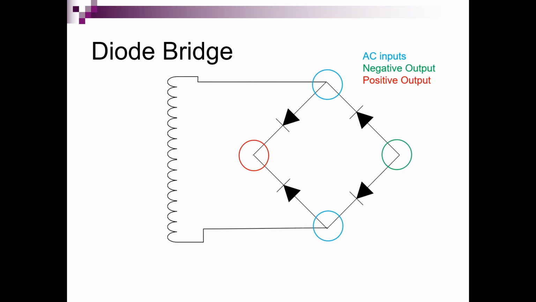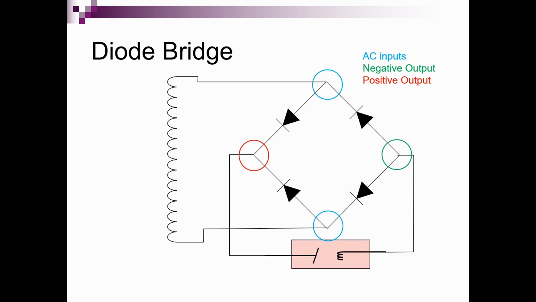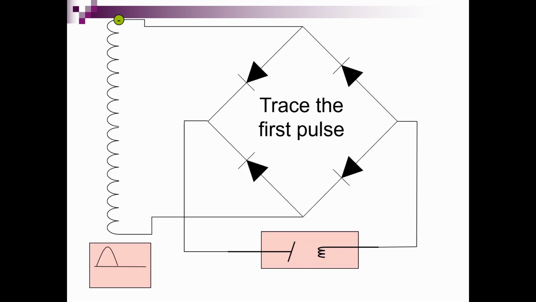This portion of the circuit illustrates the secondary winding of the high voltage transformer connected to the AC inputs of the diode bridge, and here is the X-ray tube connected to the outputs of the bridge. Now let's follow the electrons from the transformer to the tube and back again to the transformer.